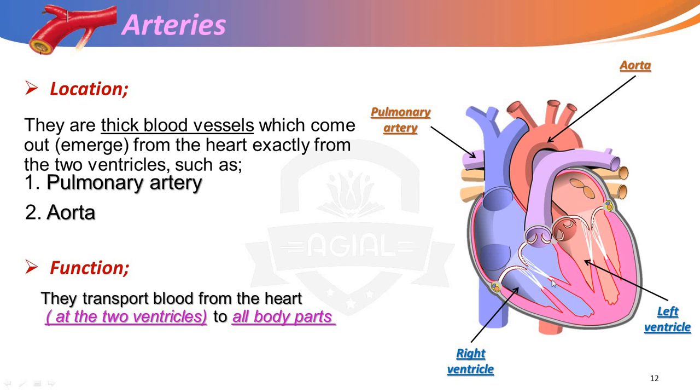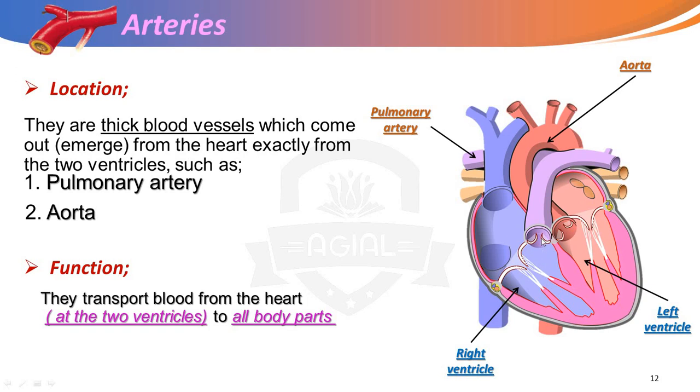Firstly, let's see there is the blood in the right ventricle. This blood in the right ventricle goes through the pulmonary artery to the two lungs. Again, this blood in the right ventricle comes from all the body parts, so the blood in the right ventricle is full of carbon dioxide.